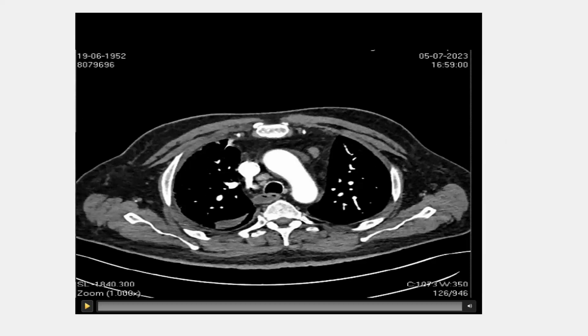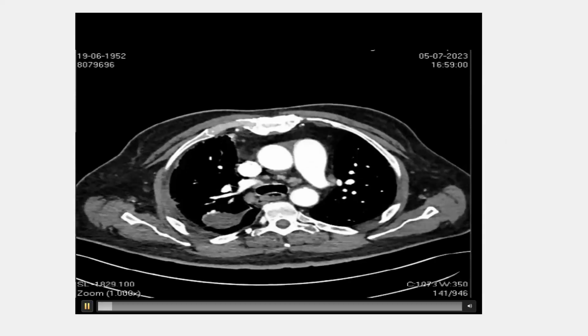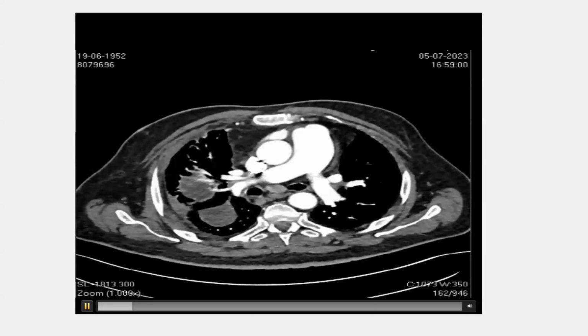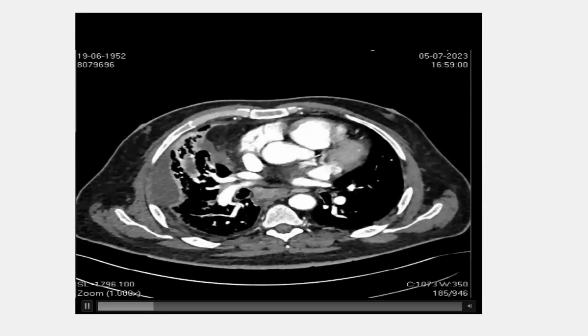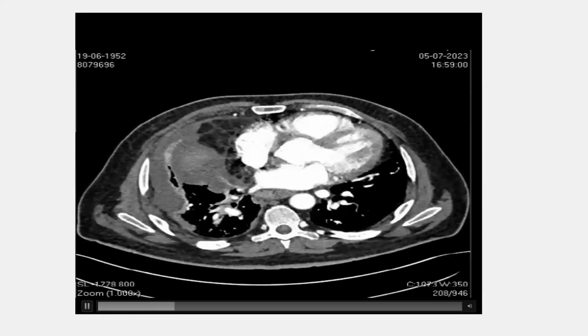So this was his imaging. Again, I don't have a pointer, but if you just look at the aorta and you try and follow it down, you're going to see a second shadow there.